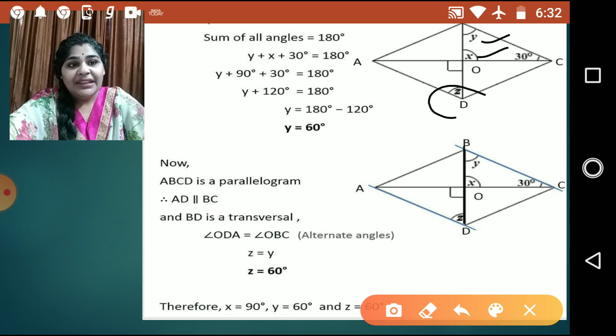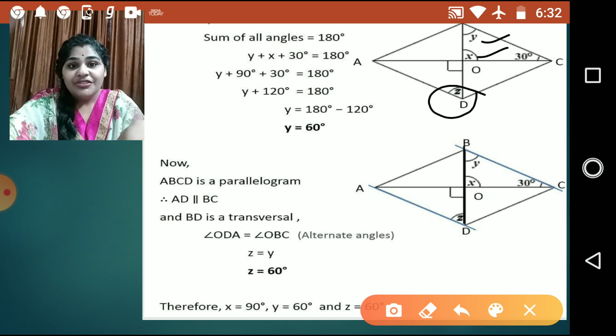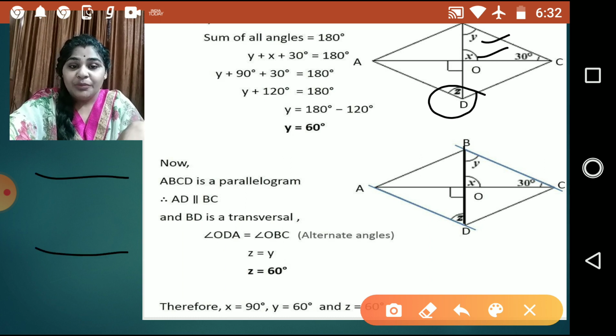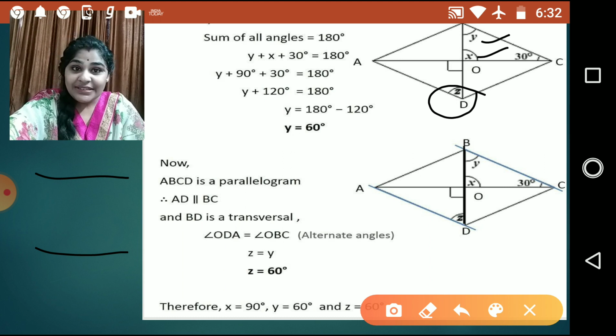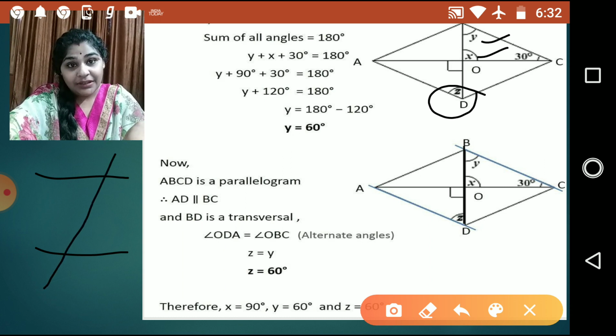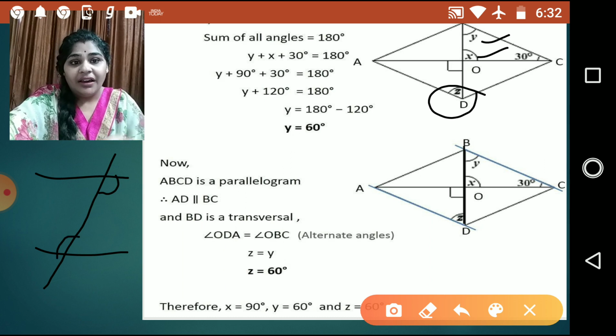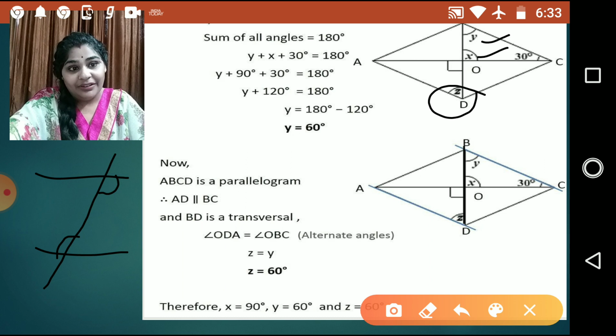Now remaining is Z. Now to find out this Z, the property which we are going to use is the angles which are formed by the transversal. So children, if you remember, if these are two parallel lines, right? In a parallelogram, opposite sides are parallel, right? So the property we have seen: if there are two parallel lines and a transversal cuts them, right? So these angles are alternate angles, right? And alternate angles are equal, which we have seen.